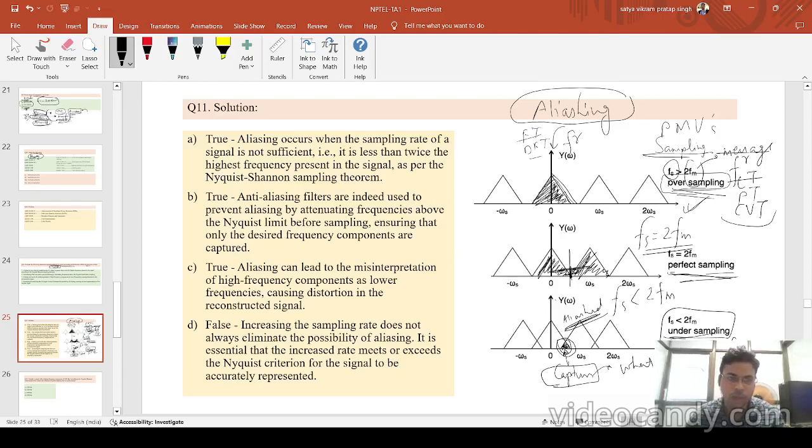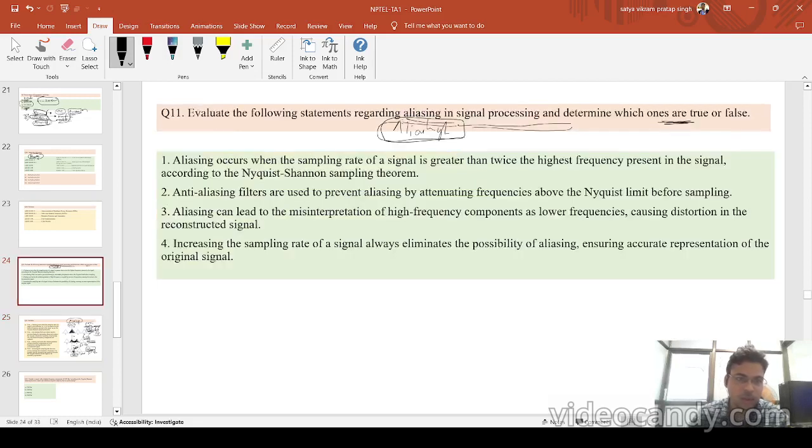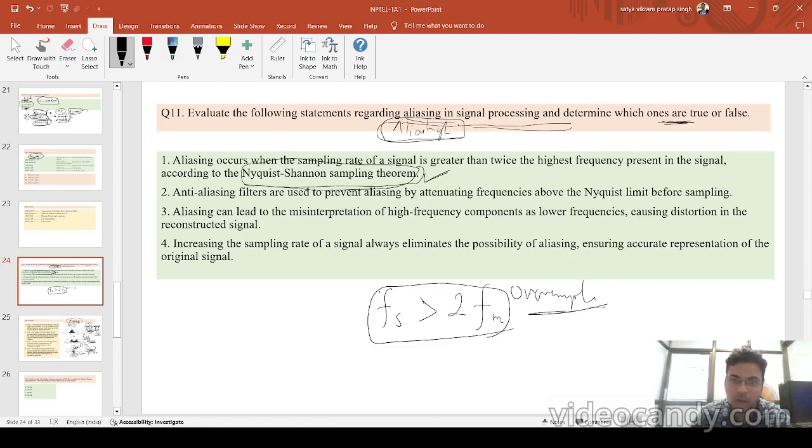Coming to the question part. The first option is that aliasing occurs when the sampling rate of the signal is greater than twice the highest frequency of the signal. That is known as the Nyquist-Shannon sampling theorem. It is actually correct, because I need this oversampled signal. It can be avoided. Fs equal to 2 FM is also a good condition, but oversampling is preferred in practical situations.